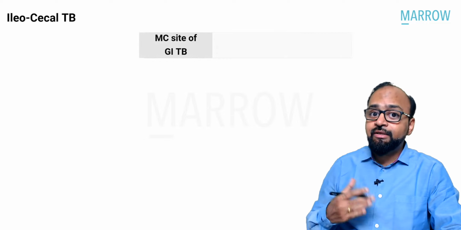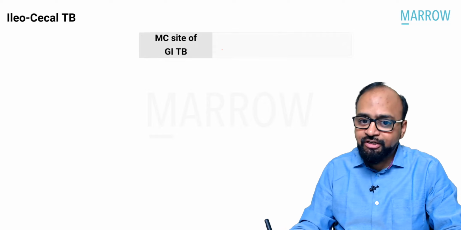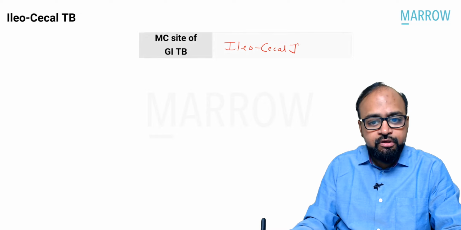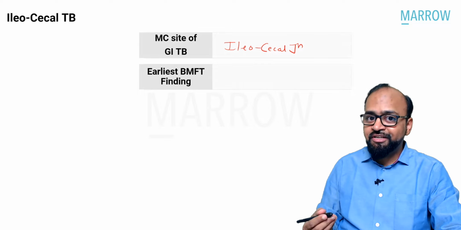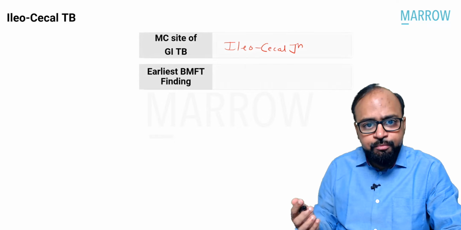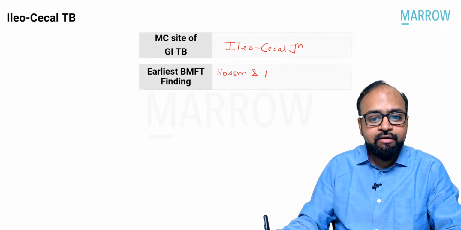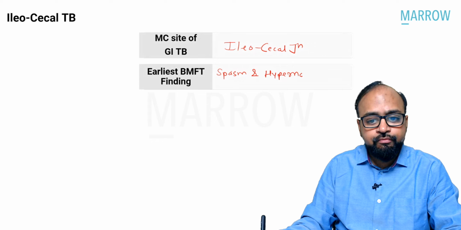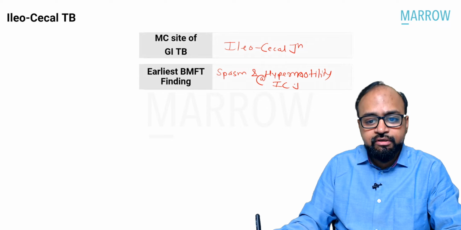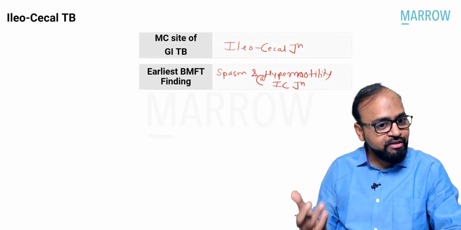Now, ileocecal TB is an important condition. Why? Because it is the most common site of gastrointestinal tuberculosis. So the most common site is the ileocecal junction. Traditionally, the study which was done to diagnose ileocecal TB was barium meal follow-through. What is the earliest finding on barium meal follow-through? It is usually the spasm and hypermotility at the ileocecal junction. So spasm and hypermotility at the ileocecal junction is considered to be the earliest barium meal follow-through finding in ileocecal TB.